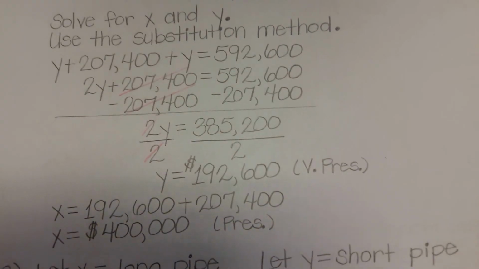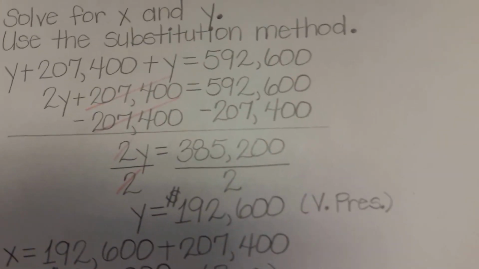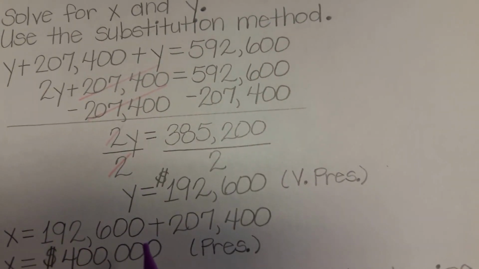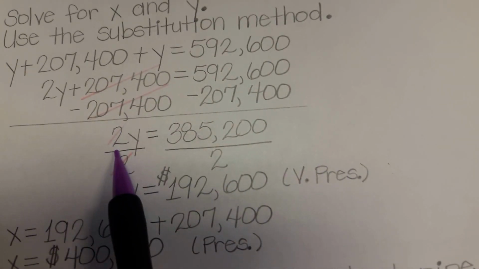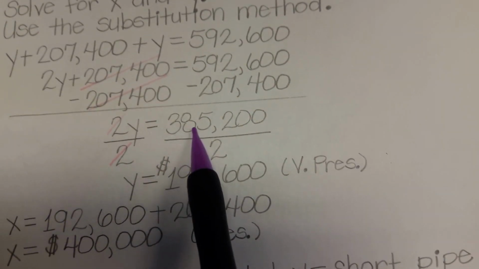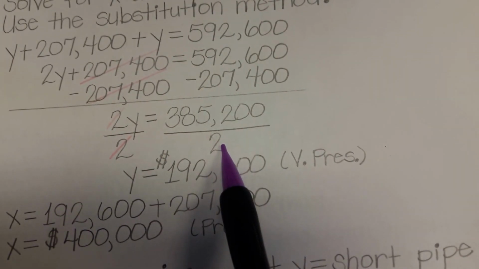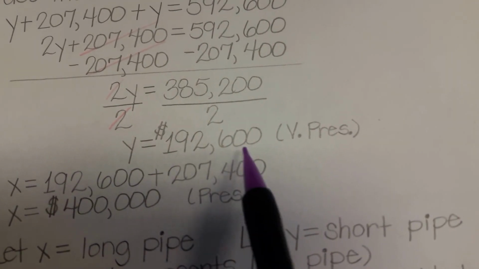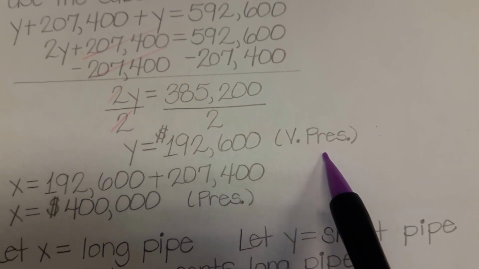Now, I'm just solving for Y. Very simple. We're just solving an equation. So to solve this equation, I want to subtract the $207,400 on both sides. Opposites equal 0. I'm left with 2y equal. I subtract these two numbers to get $385,200. Divide 2 on both sides. When I divide 2, I get $192,600. And that represents the vice president's salary.